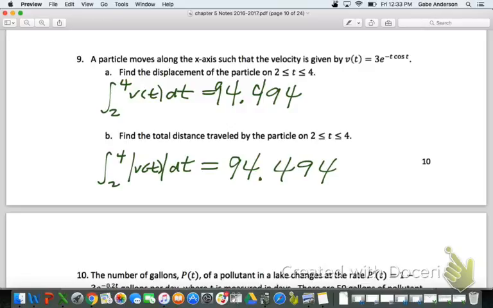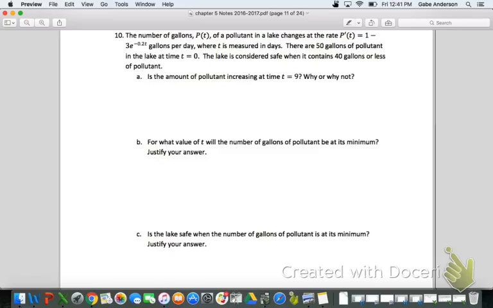Okay, so our final example in our notes here is number 10. You guys would flip on over to that. We'll work through this as quickly as we can, see how it goes for you. We'll look at A here together. So it says the number of gallons P of T.